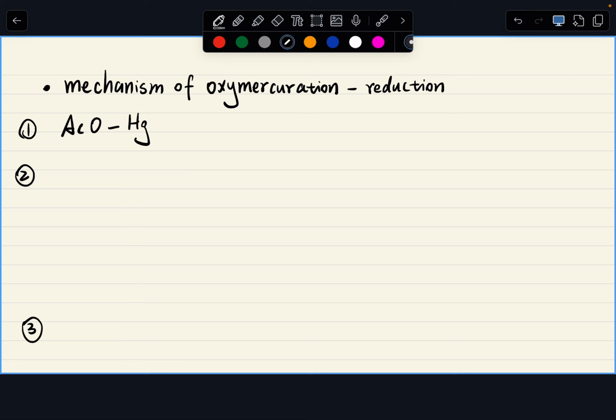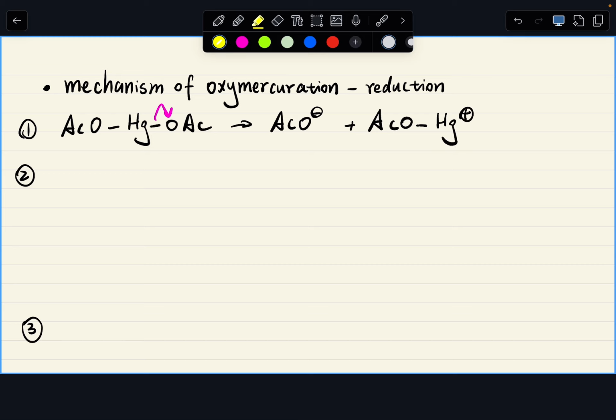So the actual structure of my mercury reagent looks like this. And we're saying that it's very easy to break that mercury-oxygen bond, forming an acetate anion and a mercury cation. This is going to be our electrophile, right? So obviously this is electrophilic. So that's the first step.